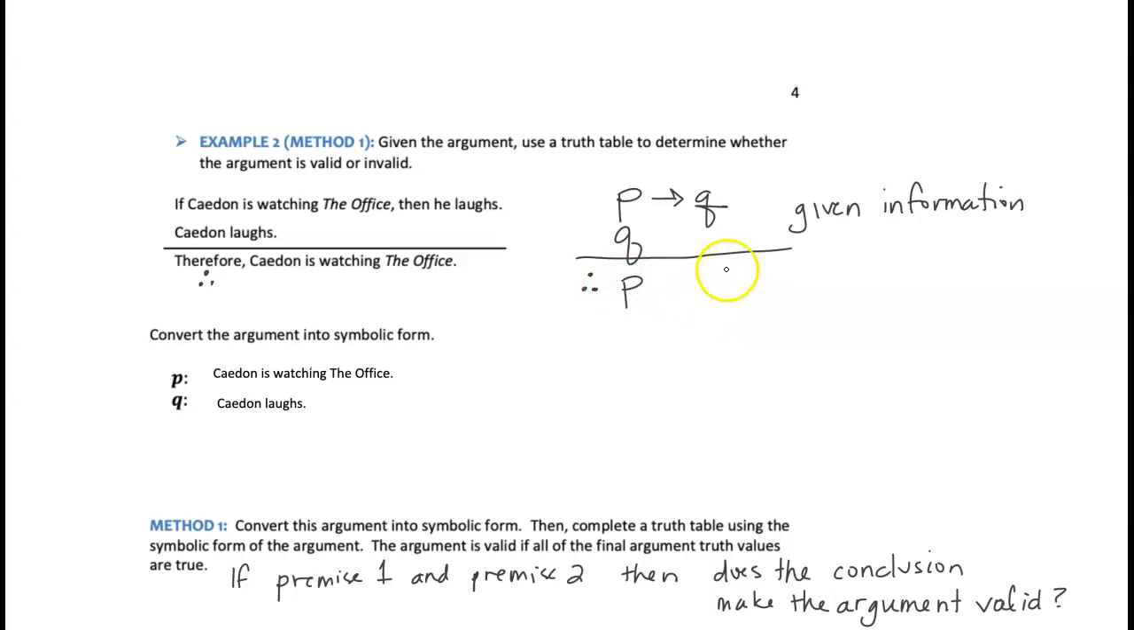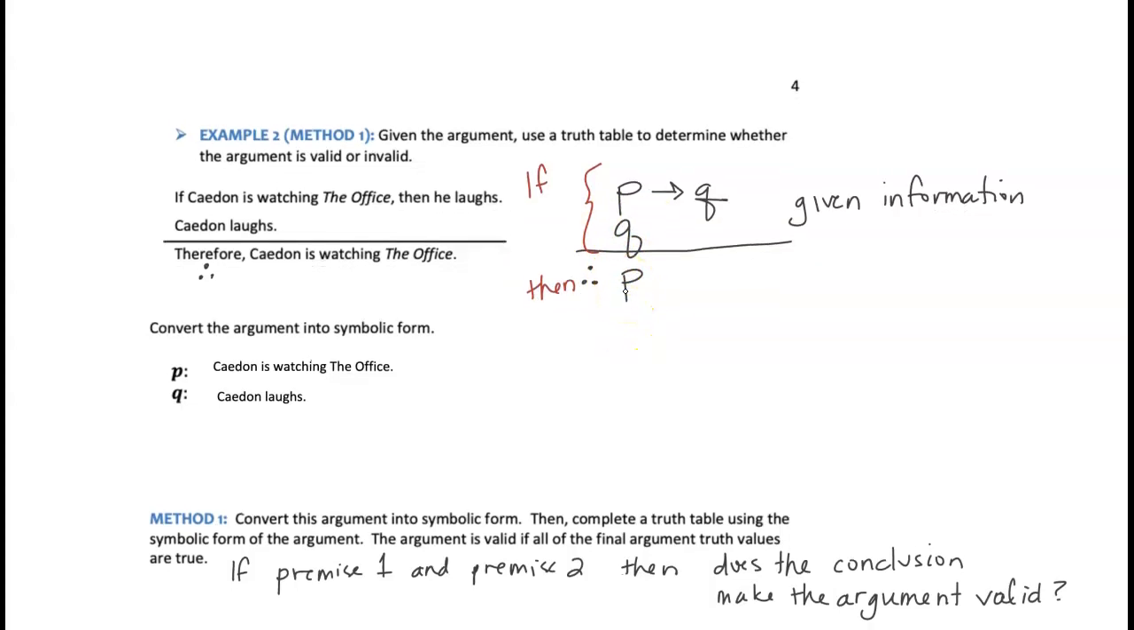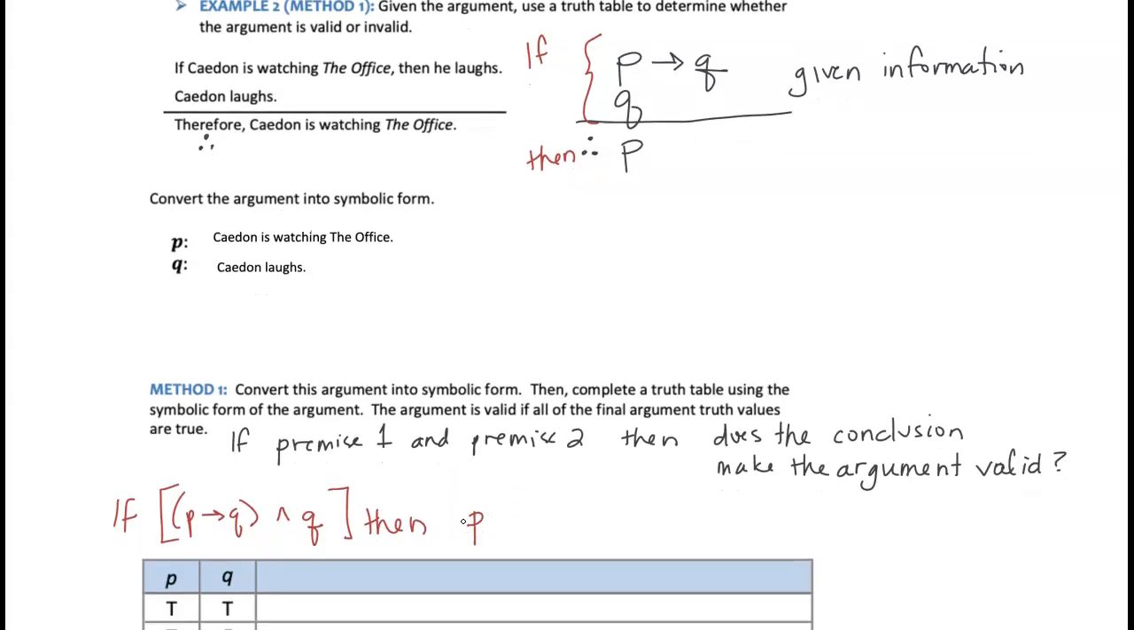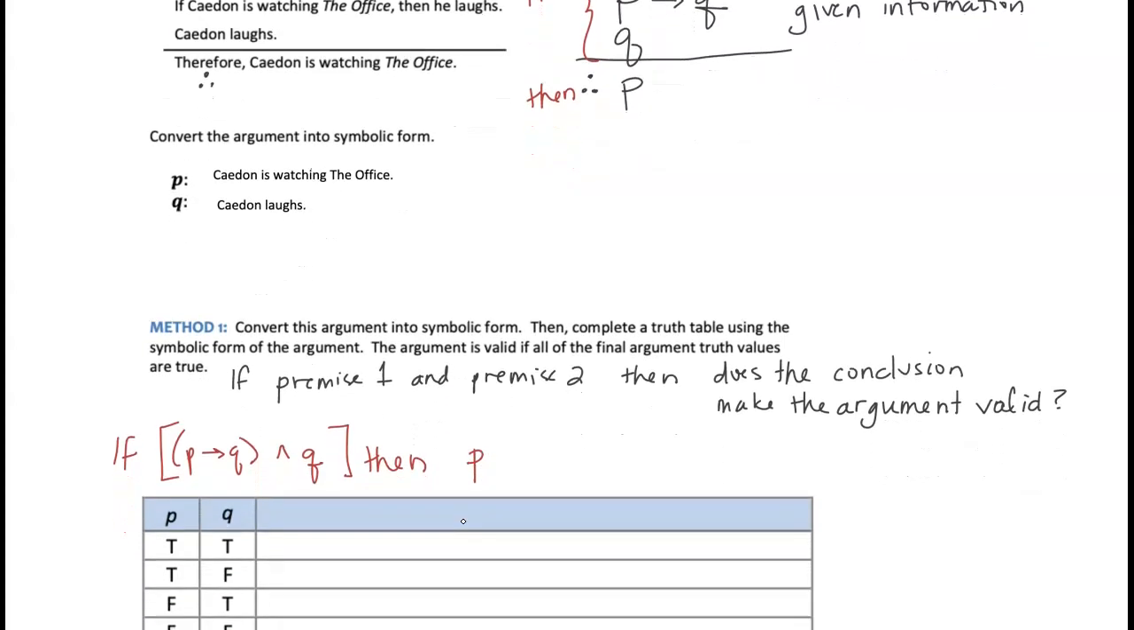Using the first method, we're going to take this entire argument and write it as a conditional. If we have given information, premise 1 and premise 2, then does the conclusion make the argument valid? So to write this as one large conditional, we would say if premise 1 and premise 2 are given, then does our conclusion, statement P, make the argument valid or invalid?